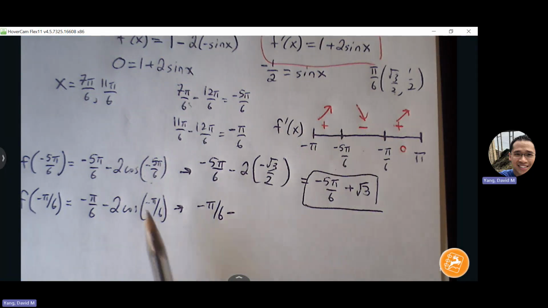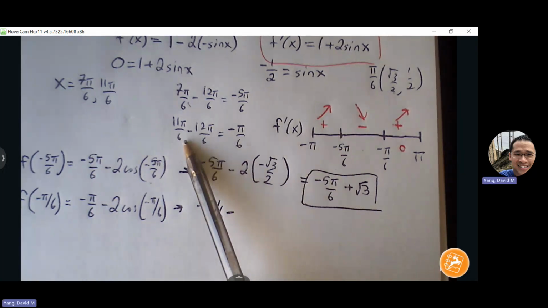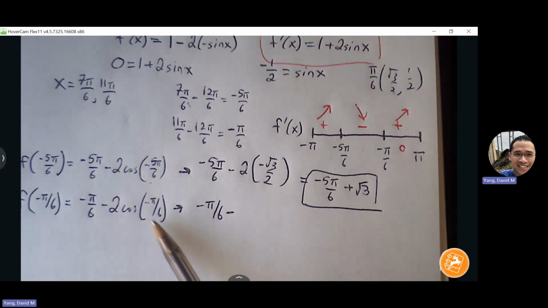Okay. Negative pi over 6 came from 11 pi over 6. What's cosine of 11 pi over 6? All right, positive, right?